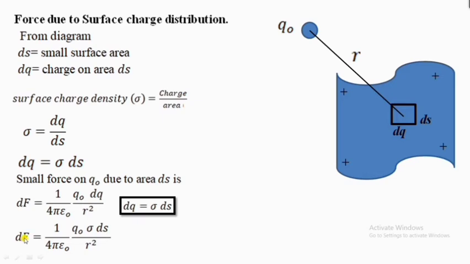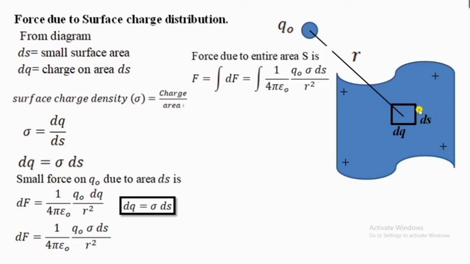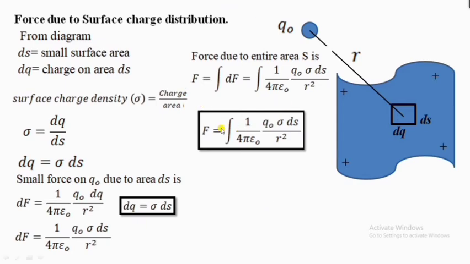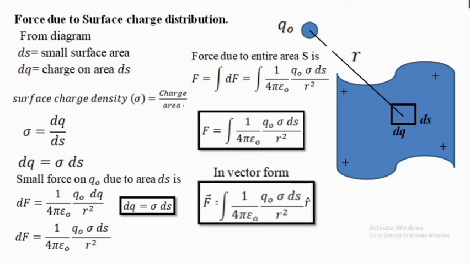Now in order to find the force due to the whole conductor, I have to keep on adding all the forces due to small areas like ds. So we have to integrate with respect to ds. If you put this out here, you will get this. So the force will be given by this expression, and this is the final expression. And if we want to write it in vector form, we just need to put the cap out here and the direction out here. So this is the vector form of the force between a surface charge distribution and a test charge q naught.